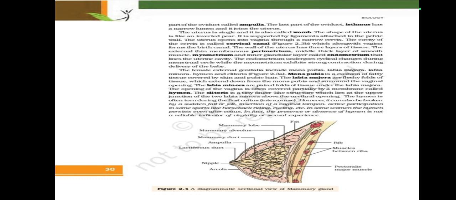The cavity of the cervix is called the cervical canal, Figure 2.3b, which along with the vagina forms the birth canal.